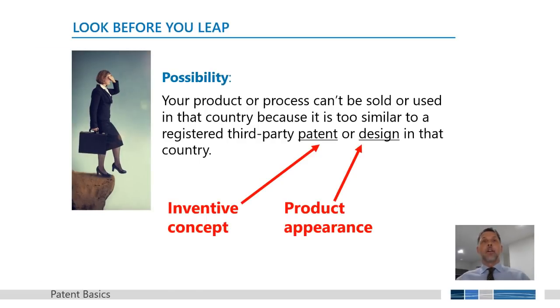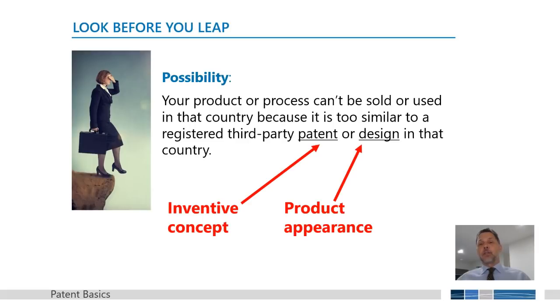Here's a scenario. Your product or process can't be sold or used in that country because it's too similar to a registered third-party patent or design in that country. Now, remember that patents protect inventive concepts. So if it was a product, many different products could be protected under that patent. Same with processes. You could have variations in process steps, yet it still falls within the scope of that patent.